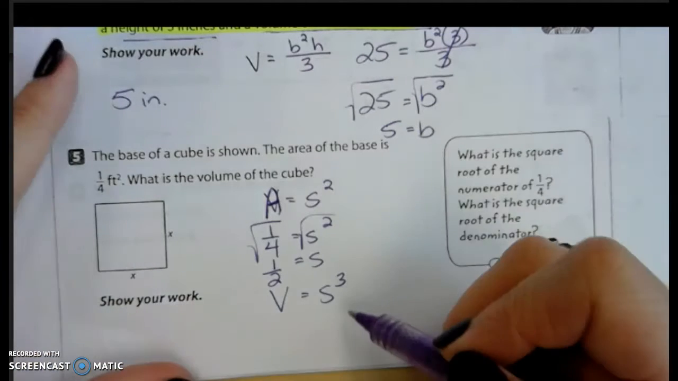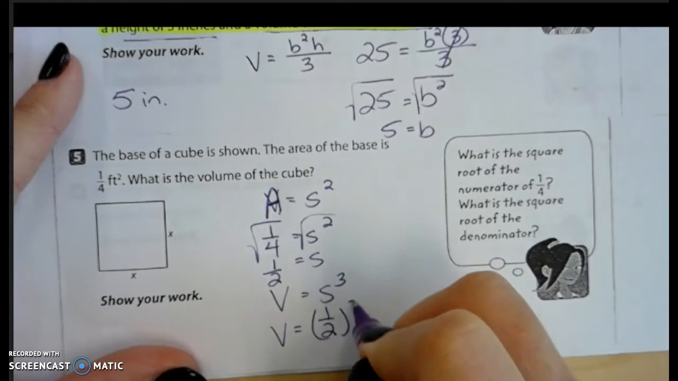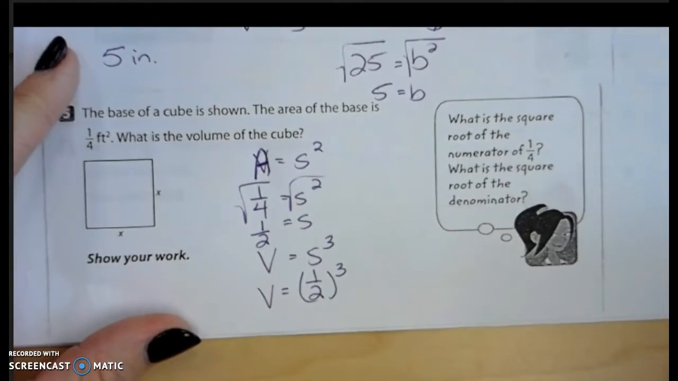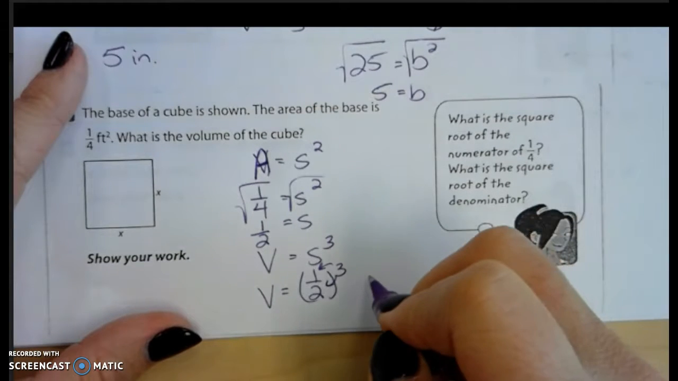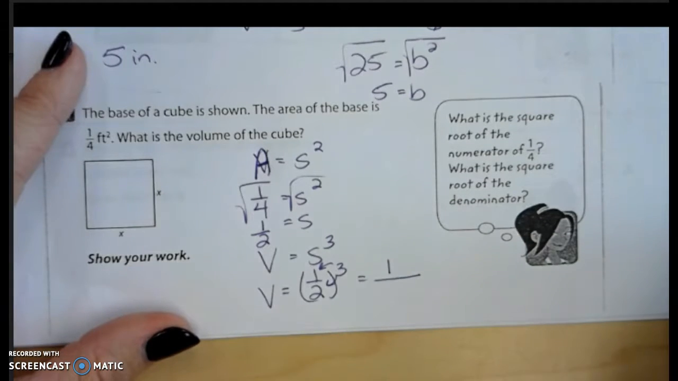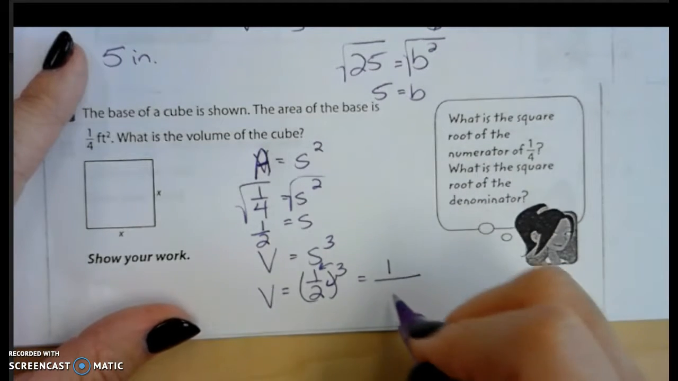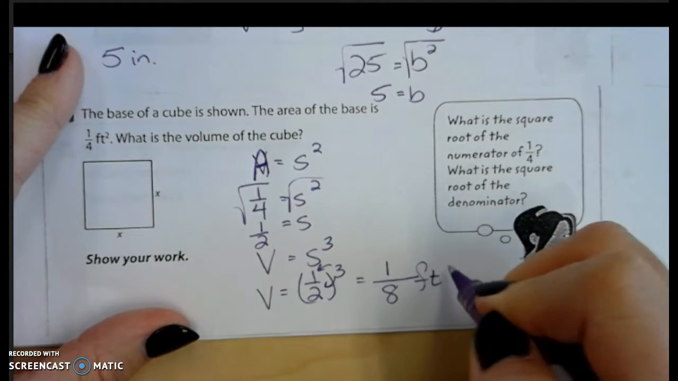Now to find the volume, we plug that in. Volume is equal to 1/2 cubed. Remember that you have to distribute this exponent top and bottom. So the 1 gets cubed. 1 times 1 times 1 is 1. The 2 gets cubed. 2 times 2 times 2 is 8. And that's going to be feet cubed.